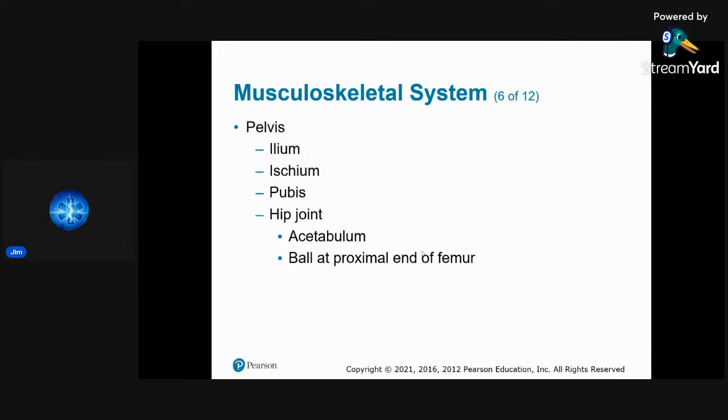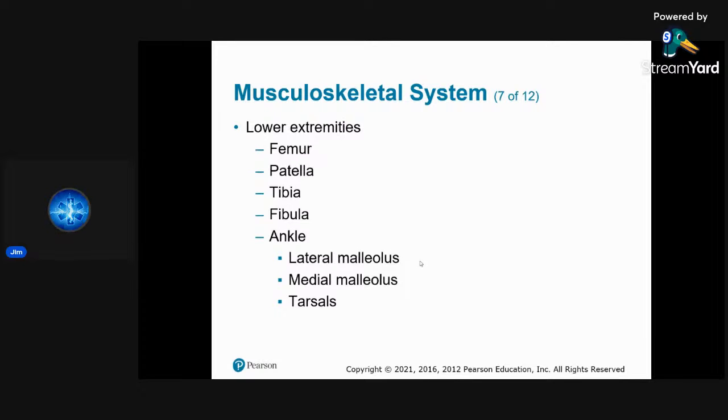The pelvic, the bones that make up that are the ilium, the ischium, the pubis, and the hip joint, or the hip, I'm sorry. It's a ball at the proximal end of the femur, right? So it's a ball and socket joint is what your hip is. Lower extremities, we have a femur, the large bone in the upper leg, right? Patella, that would be your kneecap. And the tibia and fibula, which is in the lower leg, the tibia being in front, the fibula being in back. You can always remember the tibia as a true bone or true in front. And your ankle consists of lateral malleolus, medial malleolus, and tarsals.